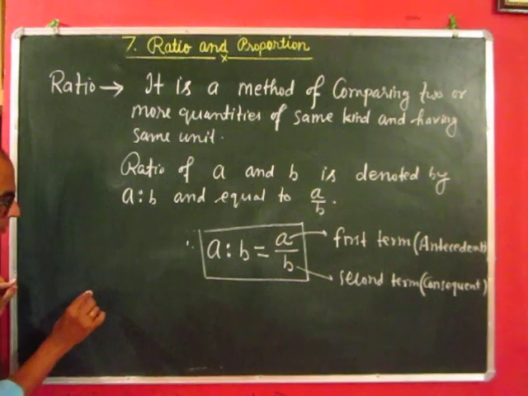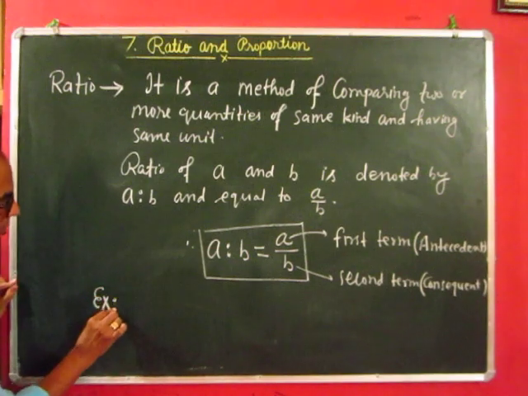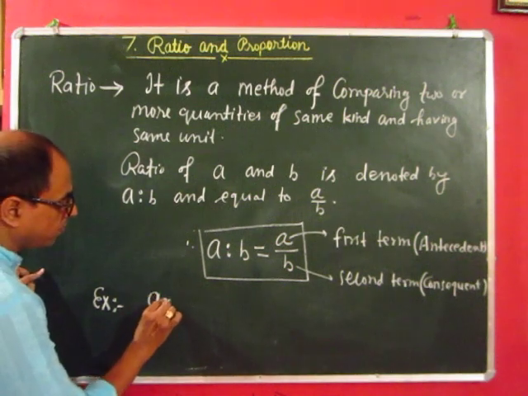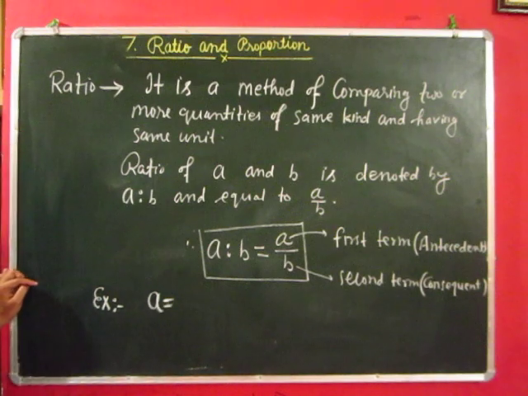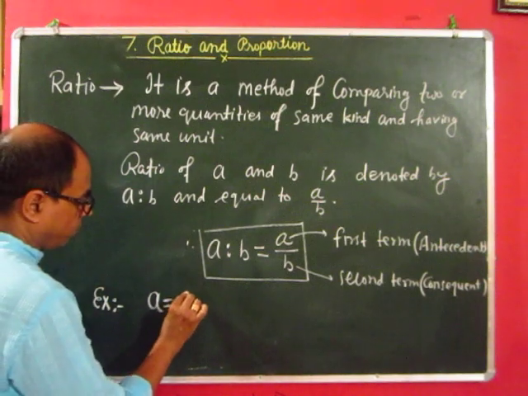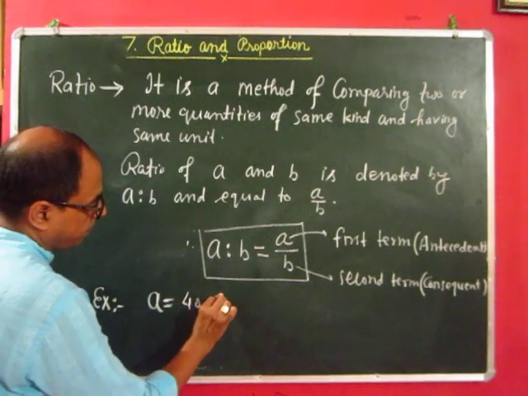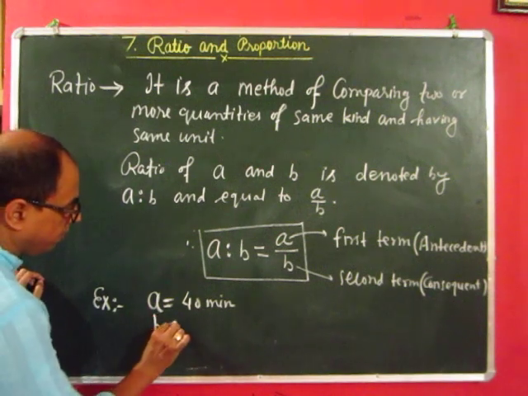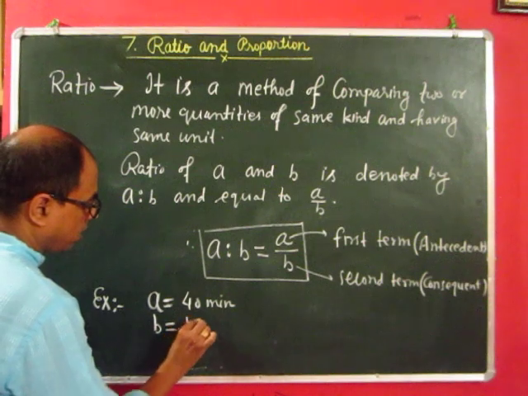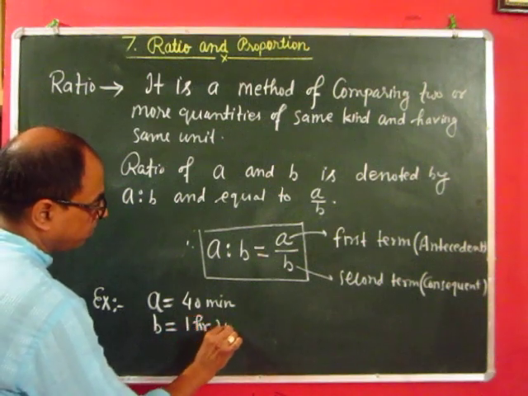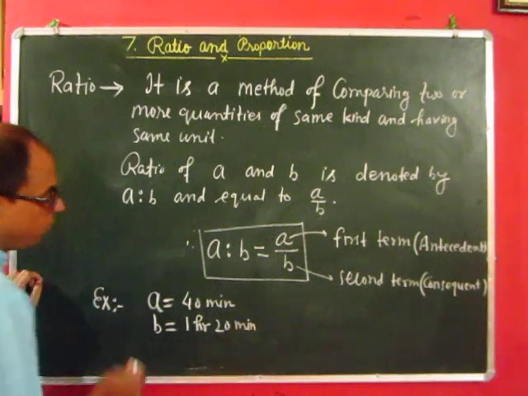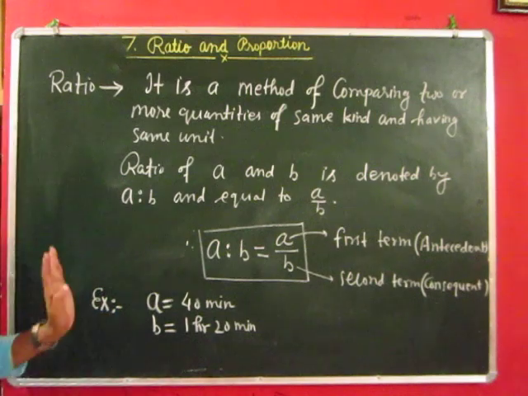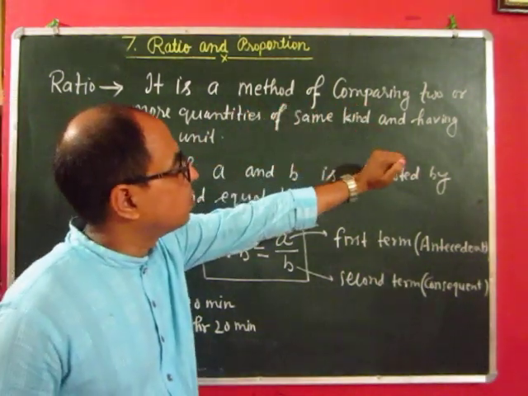Now for example, suppose A is 40 minutes and B is 1 hour 20 minutes. Now we have to compare these two times. So first of all, what is the condition for comparing the two quantities?